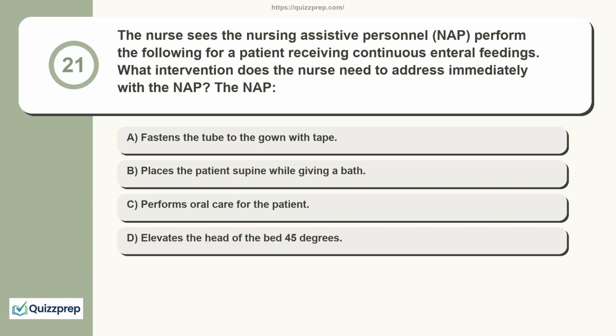Question 21. The nurse sees the nursing assistive personnel, NAP, perform the following for a patient receiving continuous enteral feedings. What intervention does the nurse need to address immediately with the NAP? The NAP fastens the tube to the gown with tape, places the patient supine while giving a bath, performs oral care for the patient, elevates the head of the bed 45 degrees.